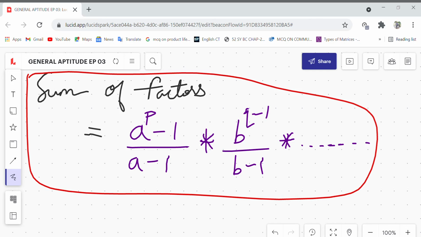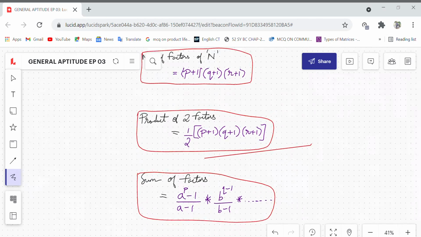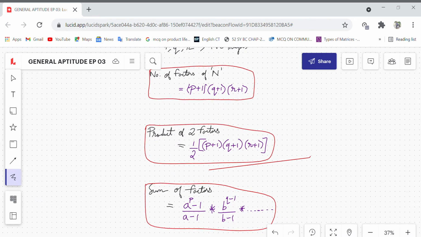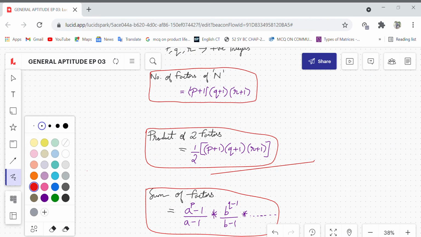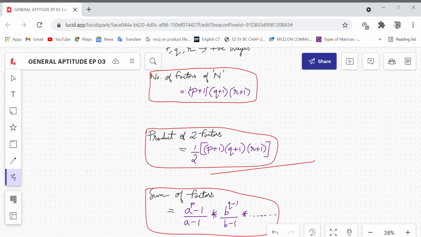Let me zoom out so that you can take a screenshot altogether. So the first formula is to find the number of factors of n. To find the number of factors of n, we have to use this formula: p plus 1 into q plus 1 into r plus 1. Then the second one is the product of two factors. This we can find as half into p plus 1 into q plus 1 into r plus 1.